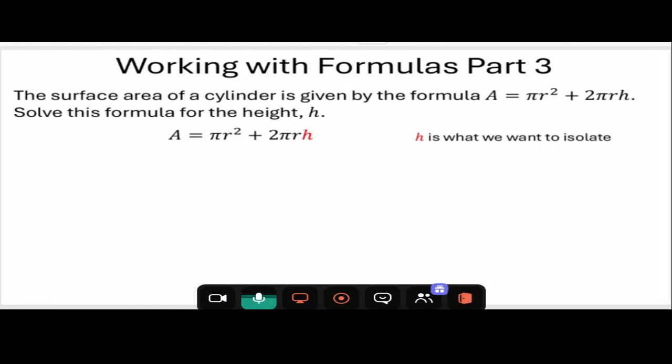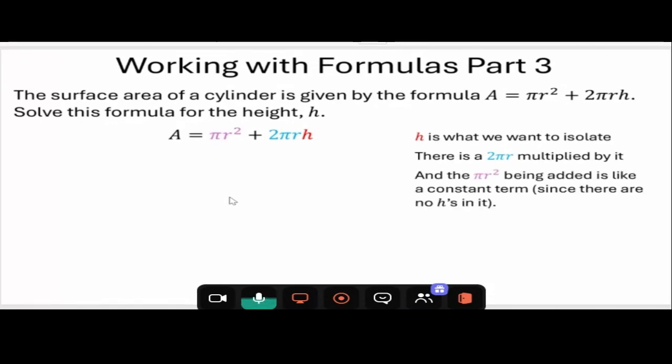What is with it? Well, this is really just a two-step equation because we have something being multiplied by h. Who cares that we don't know what it is, right? There's something being multiplied by h. I have a feeling I highlighted that. Yeah, there we go. We have the 2 pi r being multiplied by h.